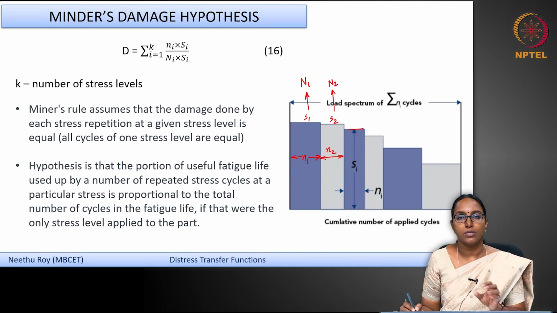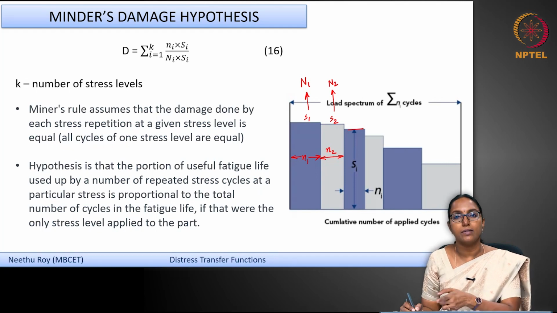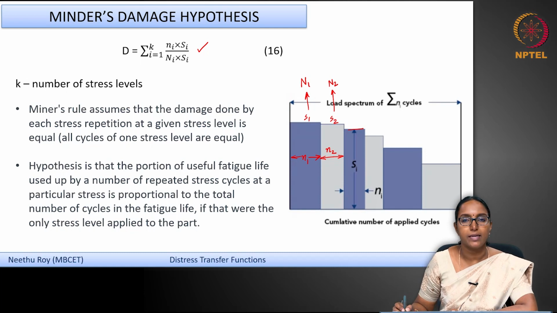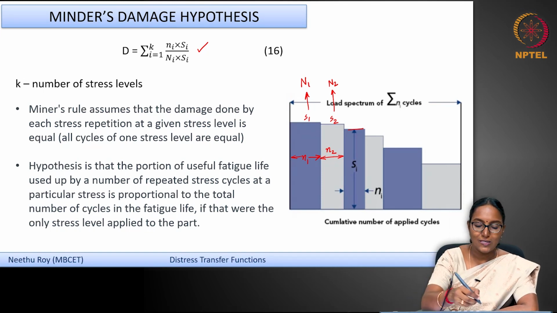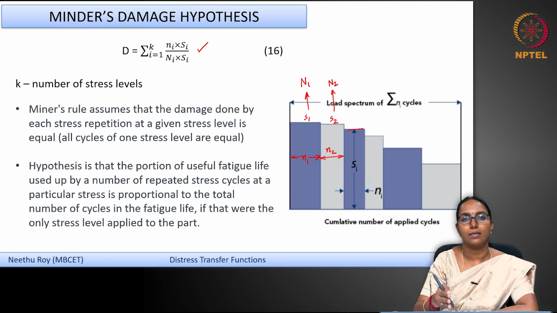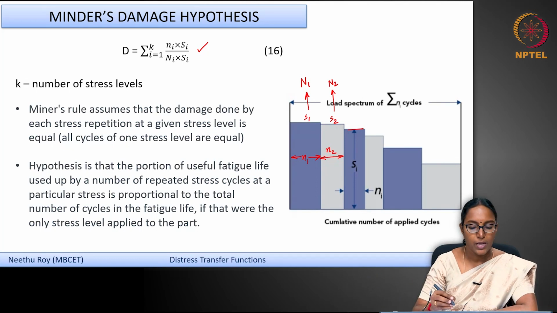Then the total damage that has been accumulated, if you had different stresses being applied, can be written as D is equal to sigma i is equal to 1 to k of n_i by N_i. So, I hope the concept is clear. So, small n_i by capital N_i essentially gives you the proportion of the damage that has been accumulated because of the first, say for example, you have k number of stress levels. So, the first stress level, okay. So, the subscript i is there so that you can see that it is for different stress levels, okay.